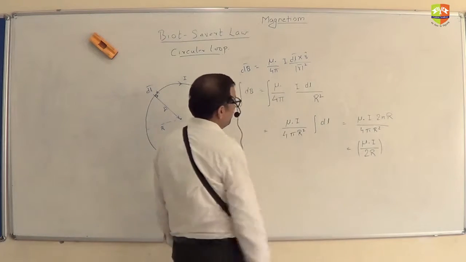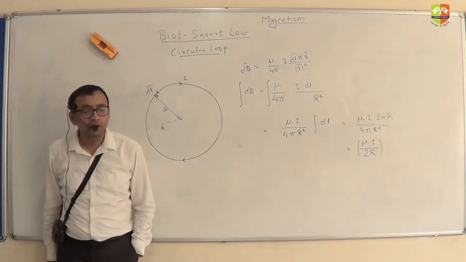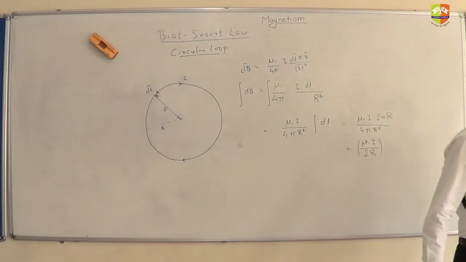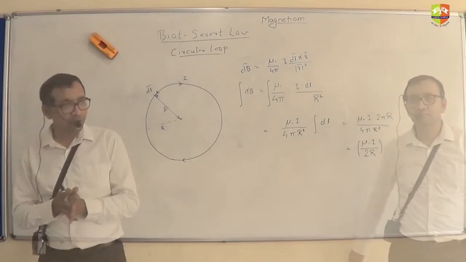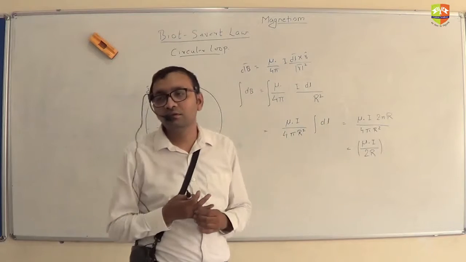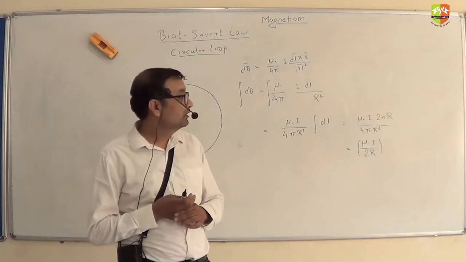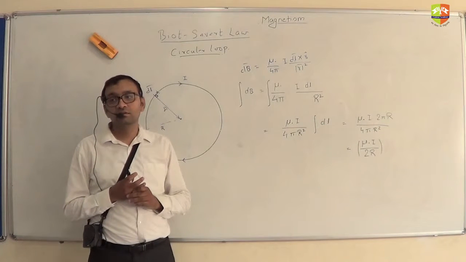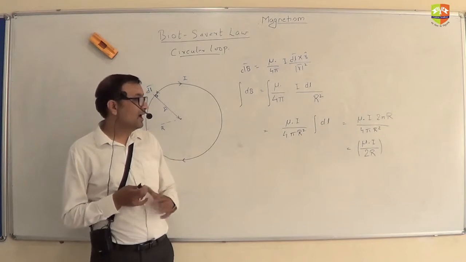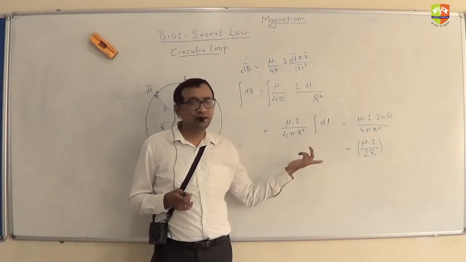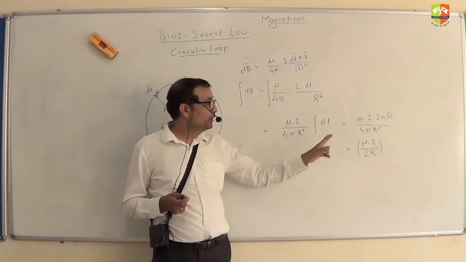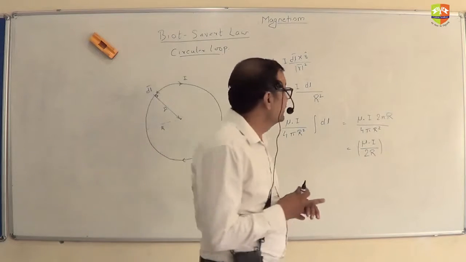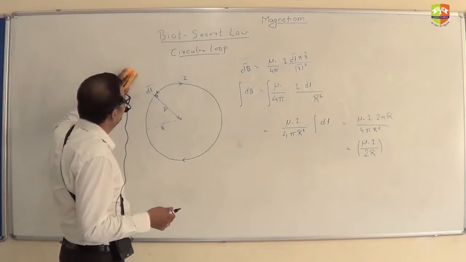Remember, this is a very important formula. The magnetic field because of a circular loop at the center is mu naught I by 2r. Any doubt? Clear? No, r square is anyway constant. It doesn't matter whether r is inside. It will not get integrated. You will only integrate dl. Fine, so this is the magnetic field at the center of a full circle.